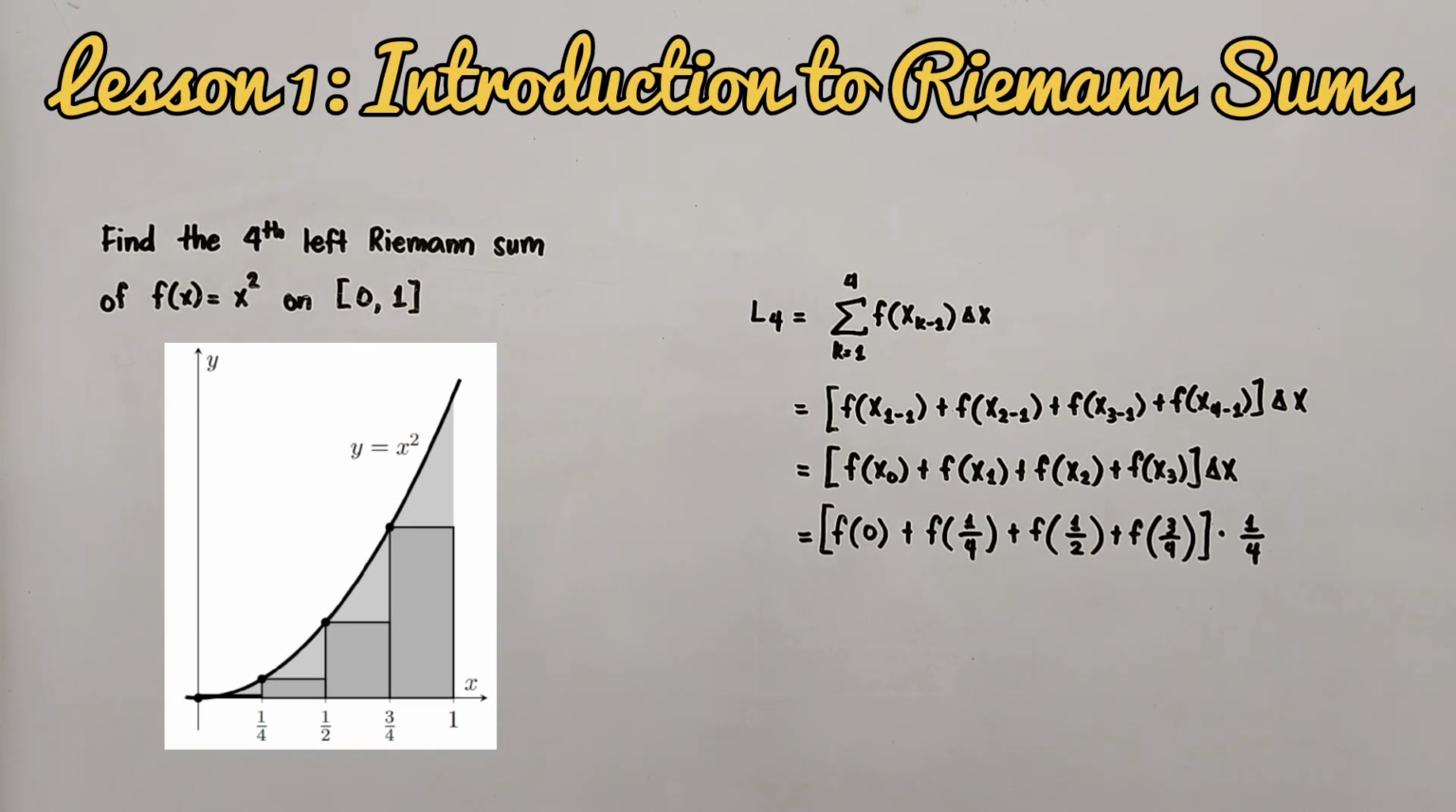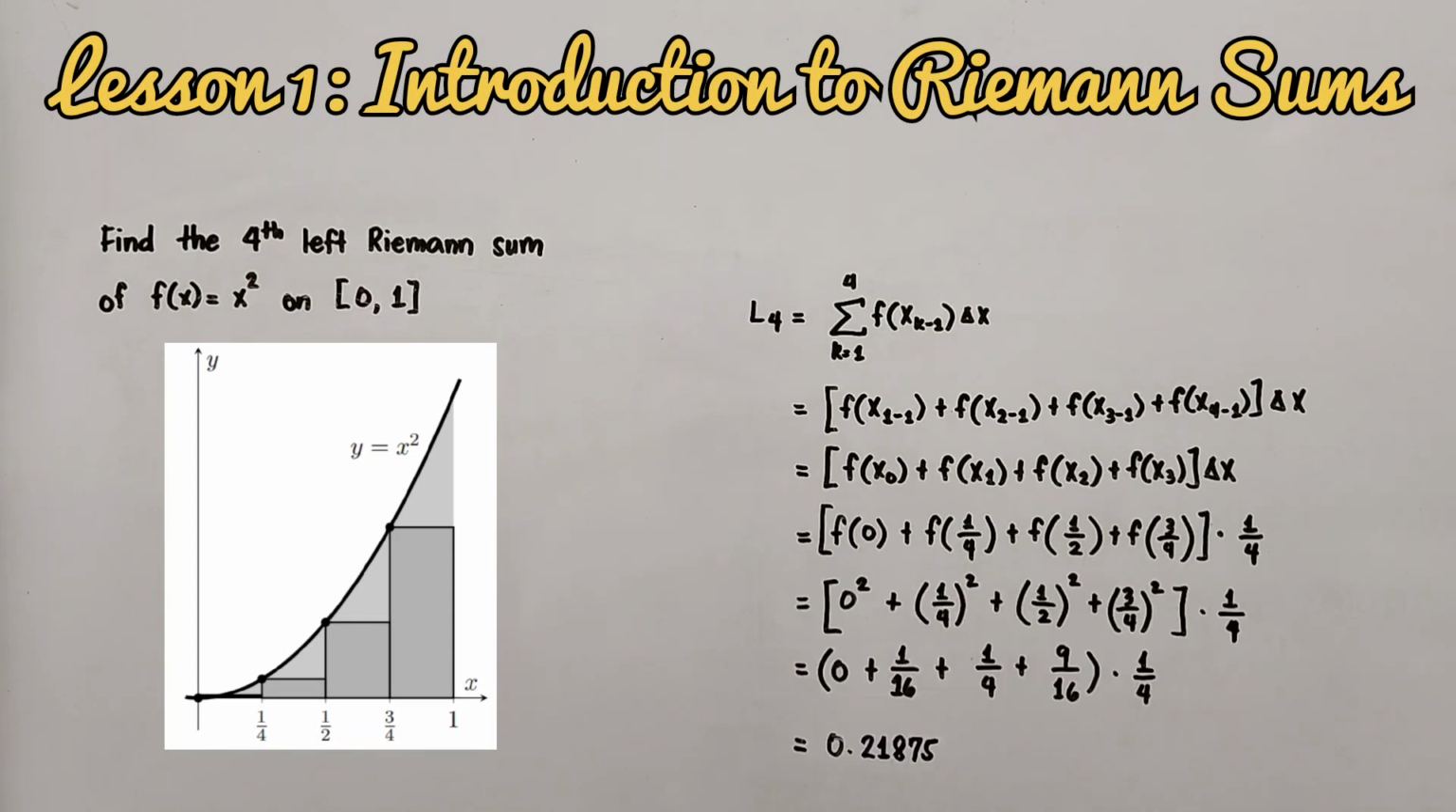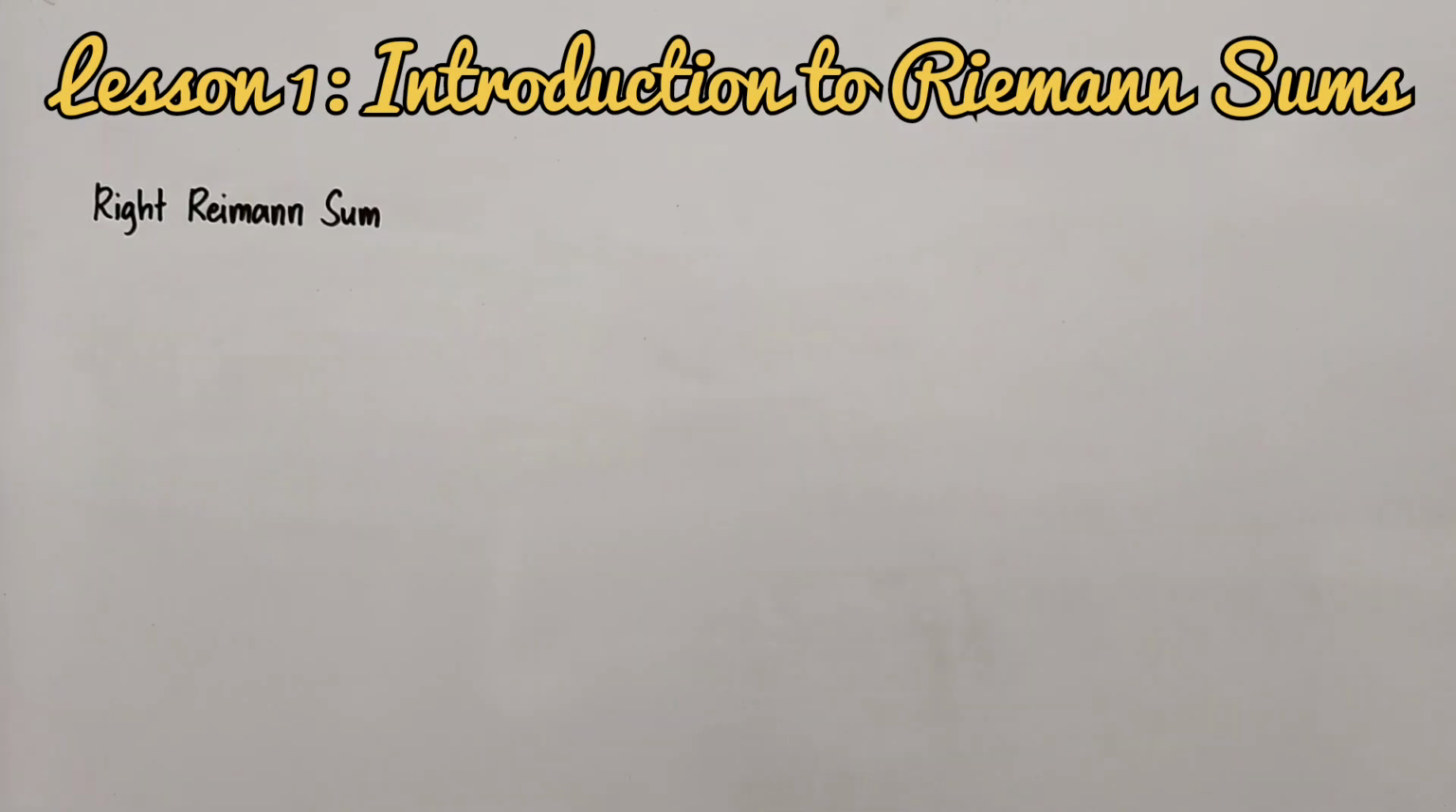So we will now evaluate the function f of x equals x squared using those four values of x. Because the function is x squared, we square the 0, 1/4, 1/2, and 3/4. And we multiply by the step size, which is 1/4. So the L sub 4 is equal to 0.21875. For the right Riemann sum, observe now this illustration.